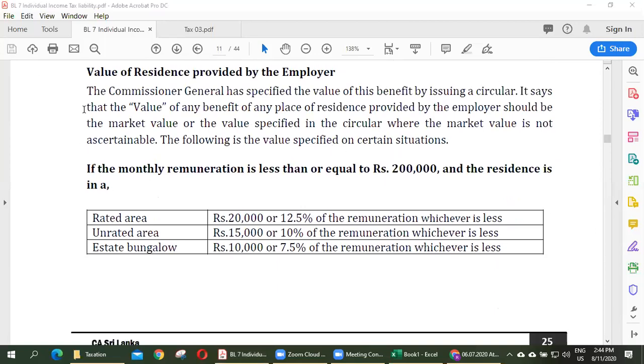So you can refer to this section. The Commissioner General has specified the value of the benefit by issuing a circular. It says that the value of the benefit of any place of residence provided by the employer should be the market value, or the value specified by the circular where the market value is not ascertainable.